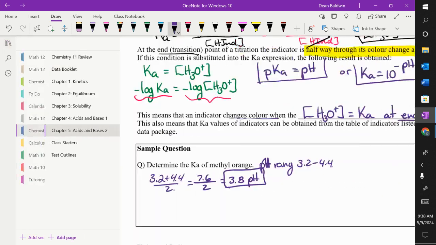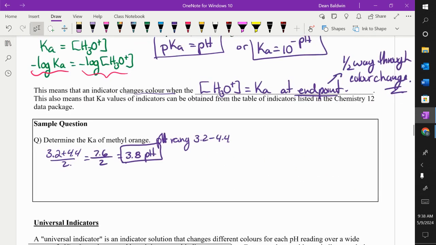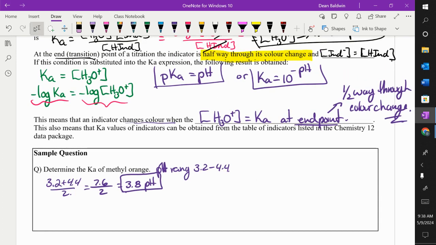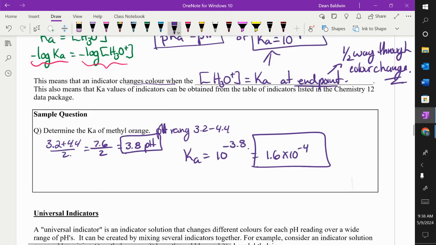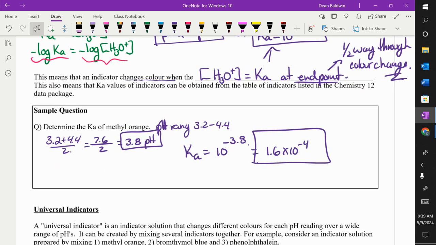But we want to know, what is the Ka of this acid? Well, that's the midpoint of the range for an indicator. So we can use this formula right here. The Ka is equal to 10 to the negative pH at the midpoint. 10 to the negative 3.8 gives me a Ka of 1.6 times 10 to the minus 4. That is the Ka of methyl orange. So you find the midpoint of the pH change, and the Ka will be 10 to the negative pH of that.